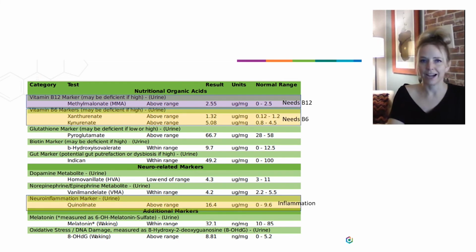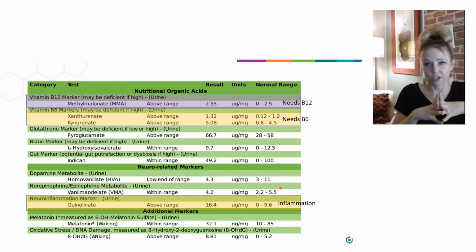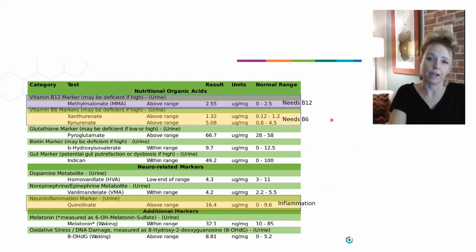You'll notice that the kine and the xan that we talked about earlier are pretty high, not so high that we would say, oh gosh, is she taking tryptophan or something that's causing a false positive. No, she is not taking tryptophan, and these levels are a little bit high, but they're all high all the way down. Xan, kine, quin.